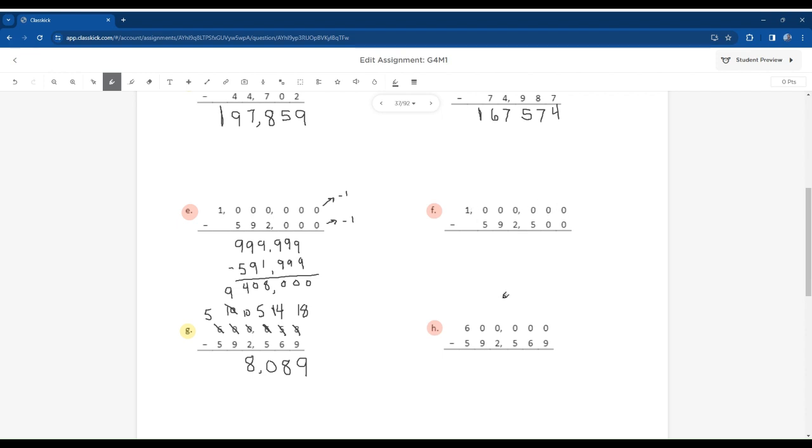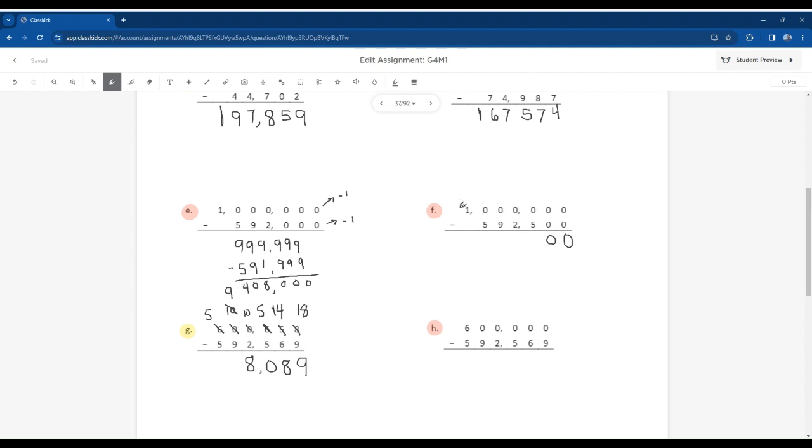I'll do both ways here with letter F and then also letter H. So again, 1 million minus 592,500. Got to start with my regrouping, but at least now I can start in the hundreds place, because in my ones place, 0 minus 0, I'm able to do, which is 0. My tens place, 0 minus 0, again, which I'm able to do, is 0.